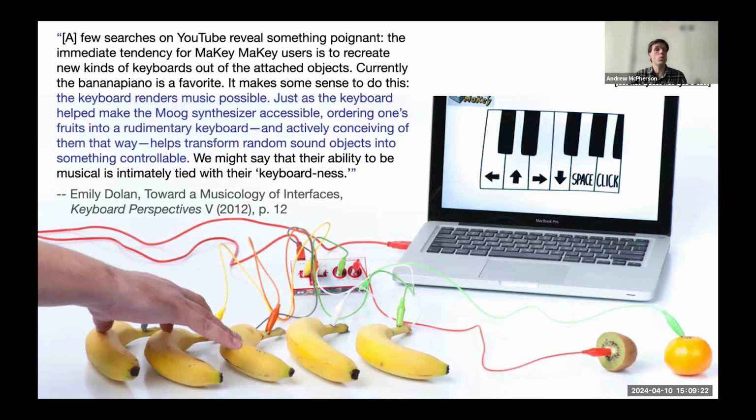You turn your fruits into a keyboard. This one is this note, this one's this note, this one's this note. And I'm not going to read the whole quote from Emily Dolan, but this is a wonderful little article talking about how basically building things into a keyboard and conceptualizing them that way turns random sound objects into something controllable.